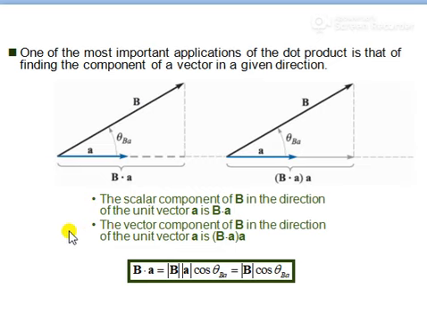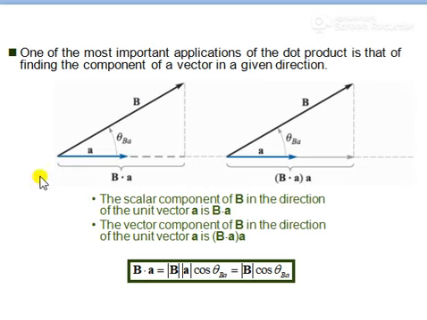Now we will see some of the applications of dot product. Out of that, one of the most important applications of dot product is finding a component of a vector in a given direction. Suppose this vector b is given. Now here the scalar component of b in the direction of unit vector a is b dot a.